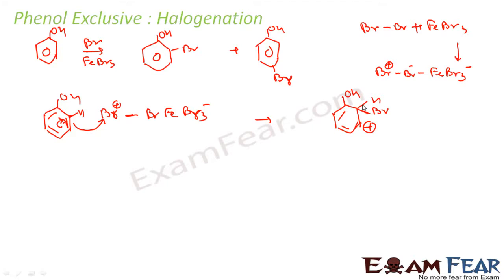Now since the aromaticity is broken, we want to return it back. So this hydrogen will say, okay, I'll go off from here. So this hydrogen bond will break, right? It will get a negative charge here, and negative and positive will form a bond here. Correct? And this is the fast step. The first step is slow actually, and this is fast. The same thing will happen at the para position also.